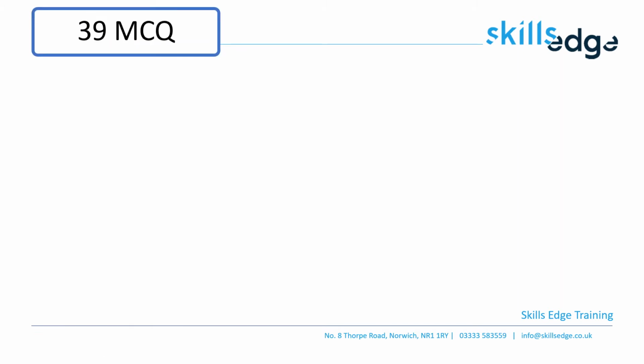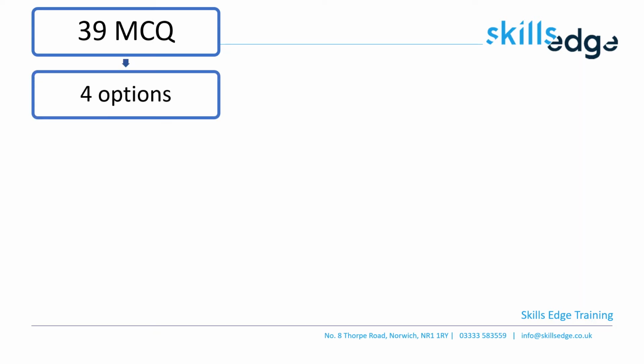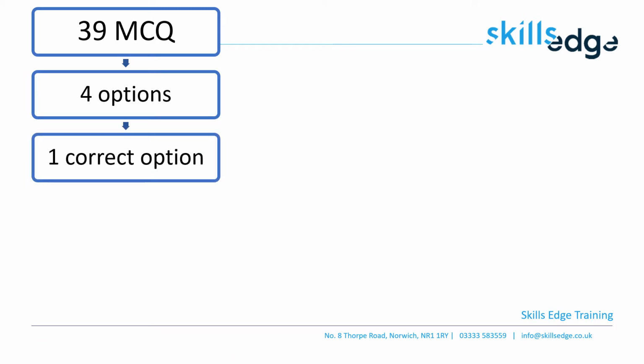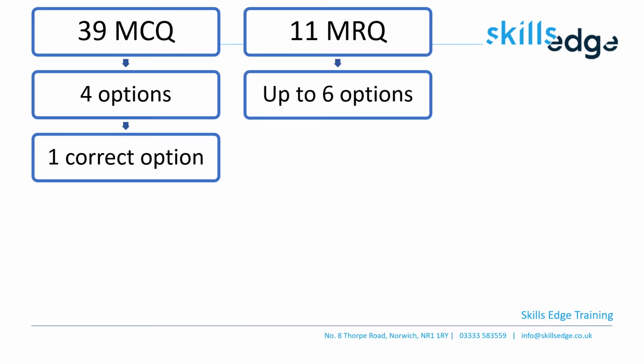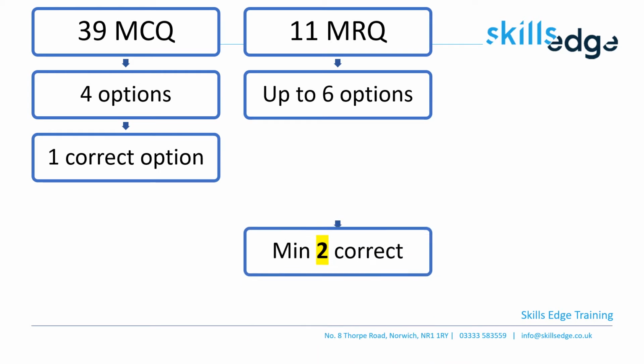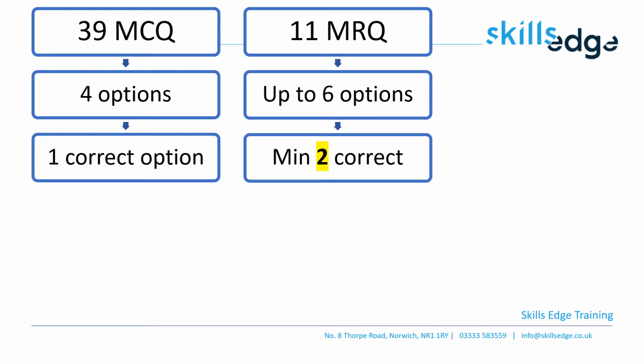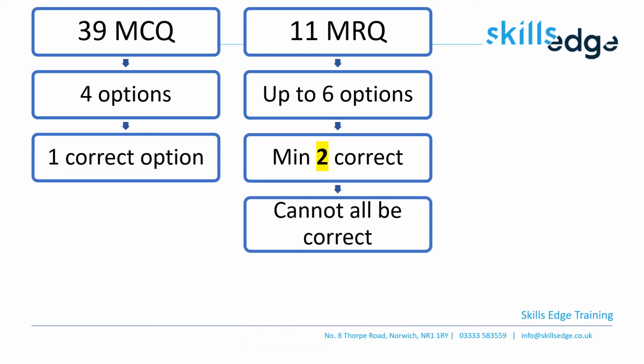Let me remind you how the two types of questions work. The first 39 questions will be multiple choice. You'll have a question, a statement, or even a scenario with 4 possible options, and only one of these options will be correct. The last 11 questions are the multiple response questions. You'll still have a question, a statement, or even a scenario, but this time you could have up to 6 options. The one thing you do know is that only 2 of those options must be correct, but there could be 3 correct, 4 correct, or even 5 correct, but they will never all be correct.